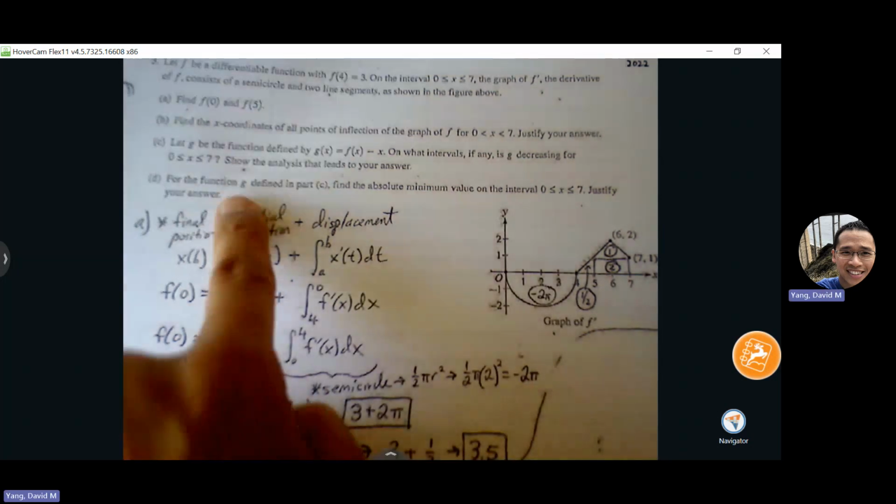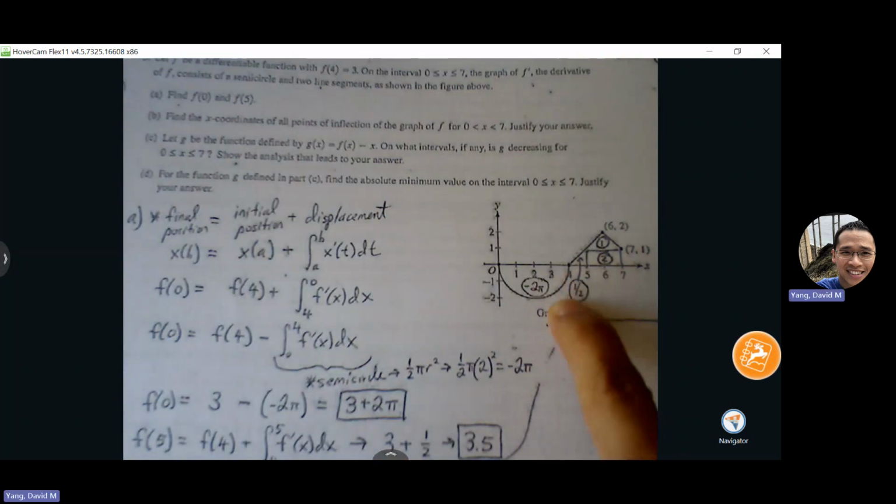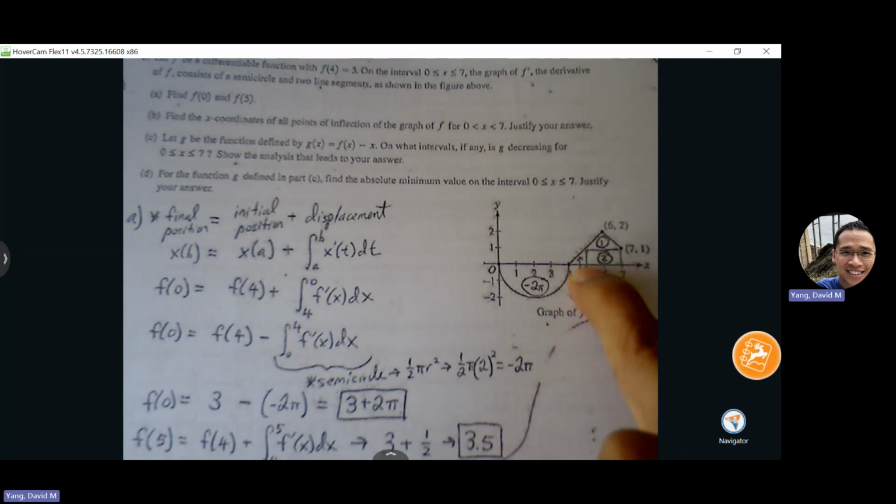Okay, so it says find f of 0. Well, first, I'm just going to go ahead and see if I can label as much of the graph as possible. I know my semicircle is 1/2 pi r squared. I got a small triangle here, 1/2 base times height. I got a rectangle here, 2, and I have a triangle above at 1.